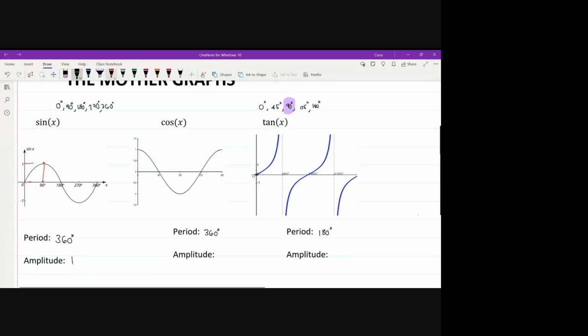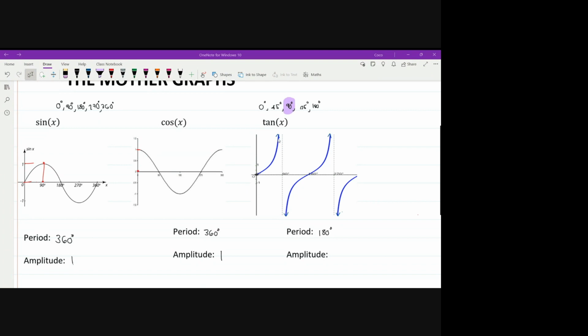Good. That's 1. Same with this one. How far do we go from here to there for my cos graph? 1. That's 1. Lovely. And what about the amplitude of my tan graph? Or let me ask this rather. Does my tan graph have an amplitude? No, it doesn't. Right. There's no point where my graph comes back down and then goes through. So there's no distance, because my graph will keep going forever and ever up in that direction.